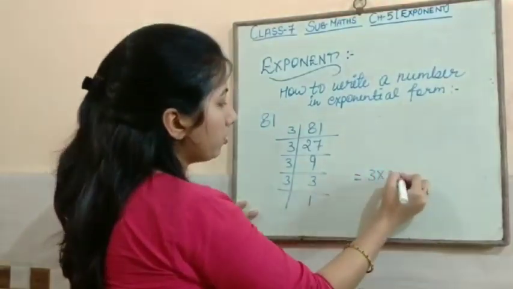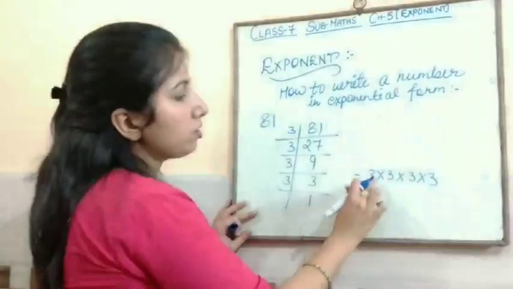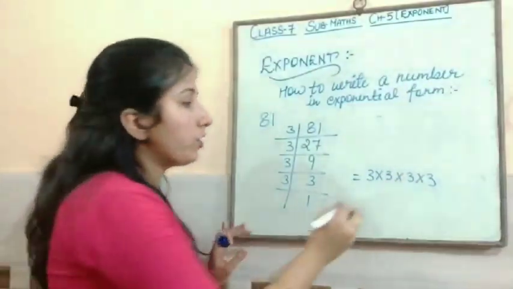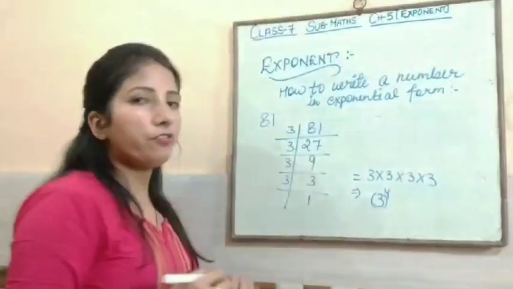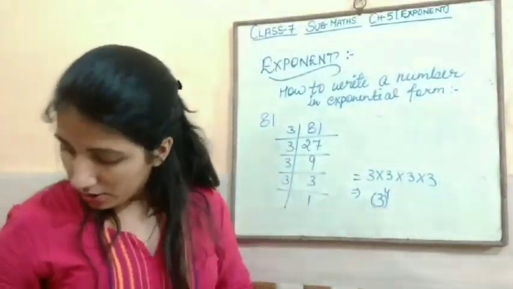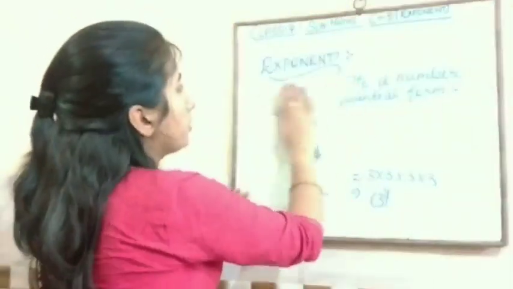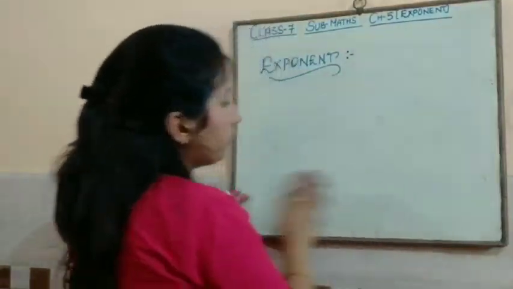3 into 3 into 3 into 3. So this is 1, 2, 3, 4 times 3. So we can write this as 3 raised to the power 4. This is the exponential form of 81. After this, next topic is laws of exponent.